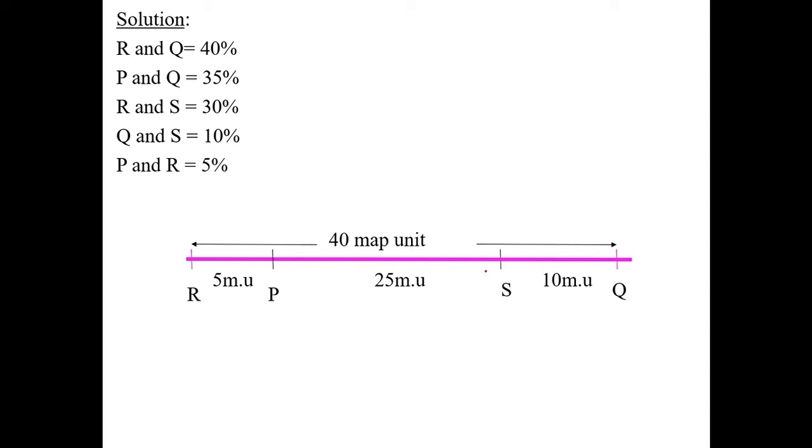Okay, lepas tu Q and S is 10%. So maksudnya dia closer, S ni closer to Q. Lepas tu P and R, okay, ni paling last, P and R is 5%. So maksudnya P is close to R. Okay, so altogether macam ni.